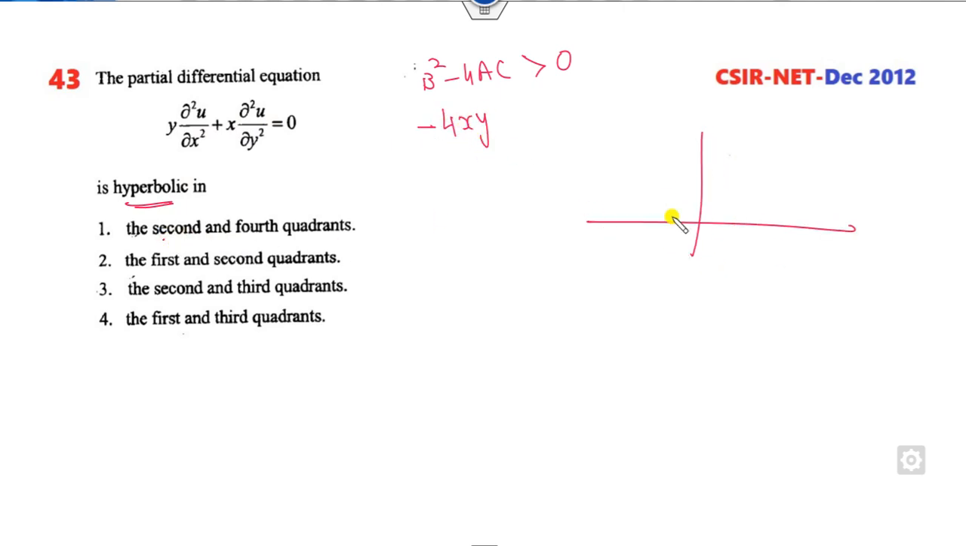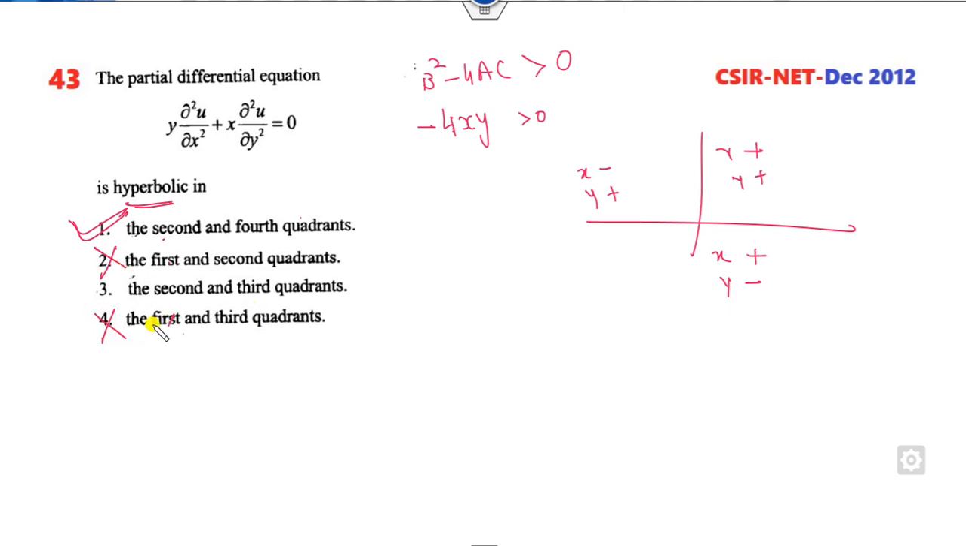Second quadrant, x is negative, y is positive, so if you take the product, it is greater than 0. Fourth quadrant, x is positive, y is negative. Again, it is greater than 0, which is the right condition. First quadrant, both are positive. When both are positive, this is less than 0. So it is not a hyperbolic.